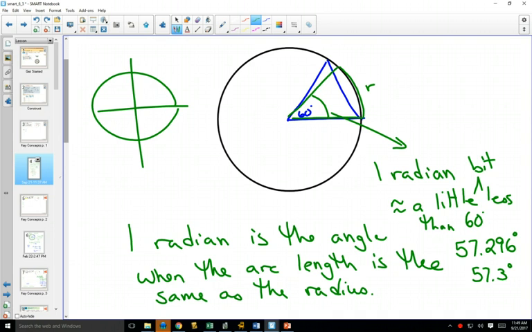Now, again, the reason why radians are used more is because it actually is connected to a circle. It has meaning, whereas a degree is an arbitrary amount. A radian is connected to its radius and has a meaning with the circle.